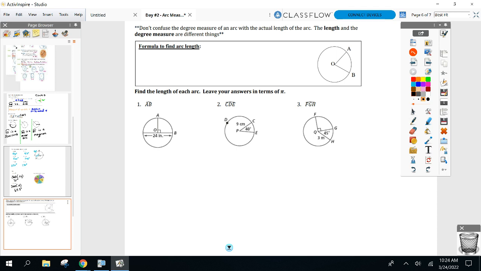Ready for this formula? It's not that bad. Measure of the arc, which we just spent 10 minutes doing, so you'll put degrees there. That's what we just found. Measure of the arc over 360, the amount of total degrees. And we're going to multiply that fraction by something that should look pretty familiar. What's that? Pi d. Yeah, times circumference. So the measure of the arc over 360 times its circumference. That's how we're going to find the length.